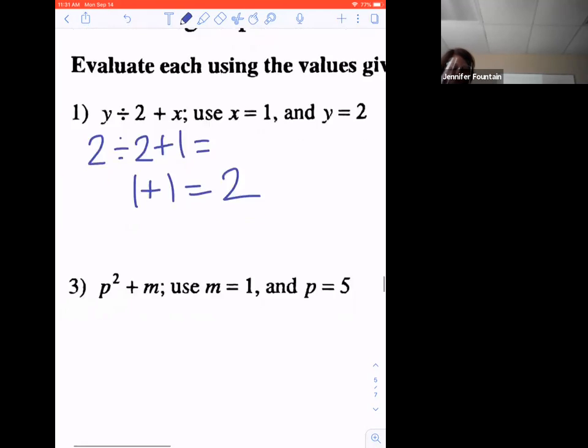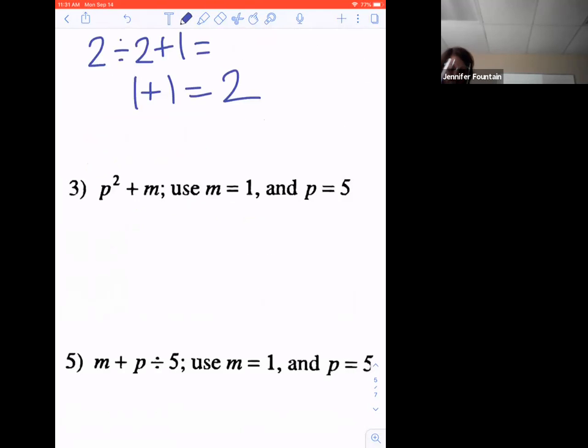Let's go ahead and look at number 3. M equals 1 and p equals 5. So I have p squared plus m. So I'm going to have 5 squared plus 1. What is 5 squared? 25. 25 plus 1 equals 26. Good.